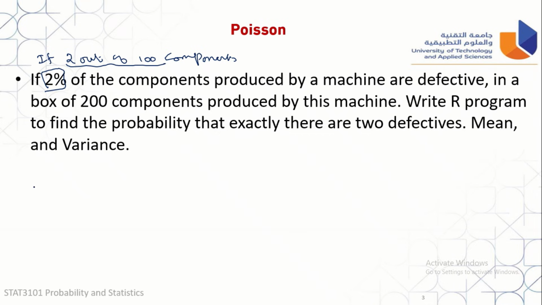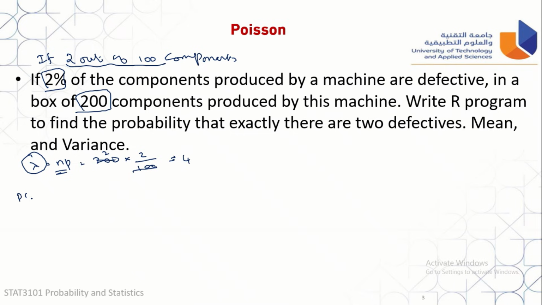So here it is lambda. Lambda is equal to n into p. n is 200, and p is 2 by 100. Cancel these, and the value is 4. So please check the question, whether the lambda value is given directly, or they have given n and p for you to calculate lambda.